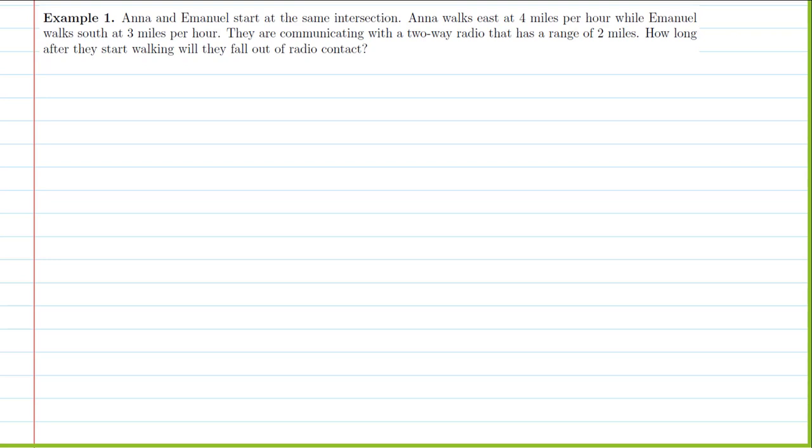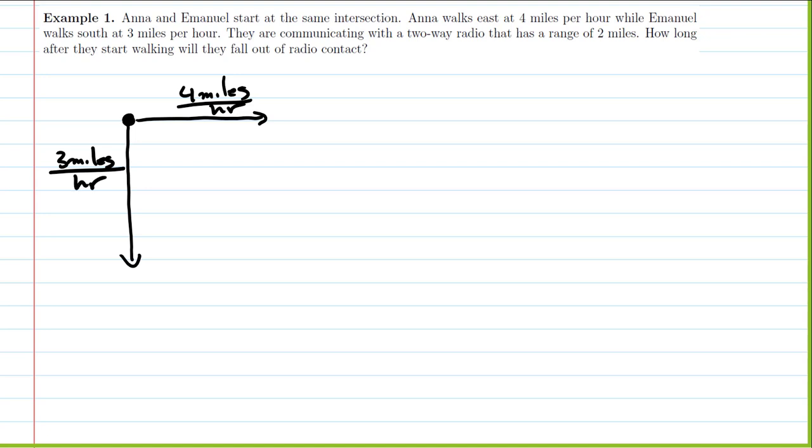All right, so let's go ahead and draw a picture to help us get started. So they're going to start here at this intersection, and we know that Anna is going to be heading east, and she's walking at 4 miles per hour. And Emmanuel is heading south, and he's walking at 3 miles per hour. So then the distance between these two is going to be the hypotenuse of that triangle, right? So that's our distance.